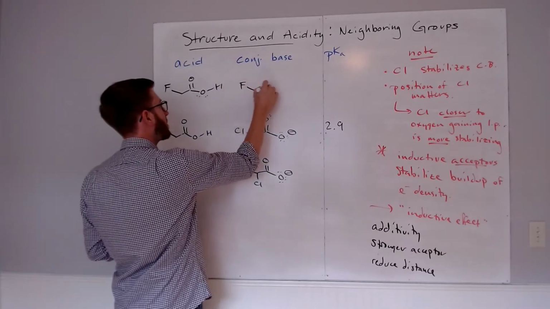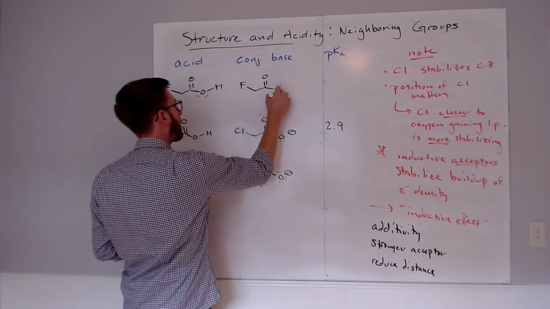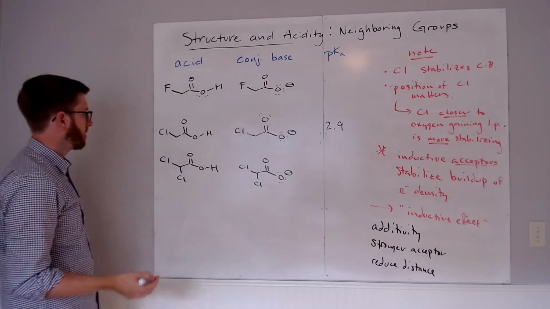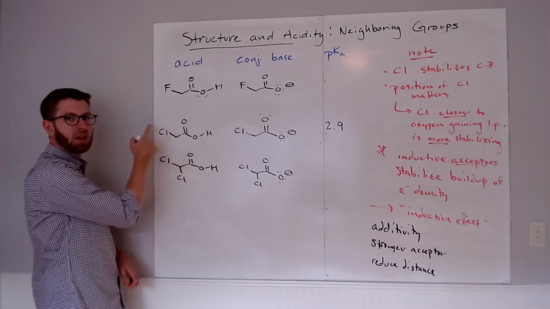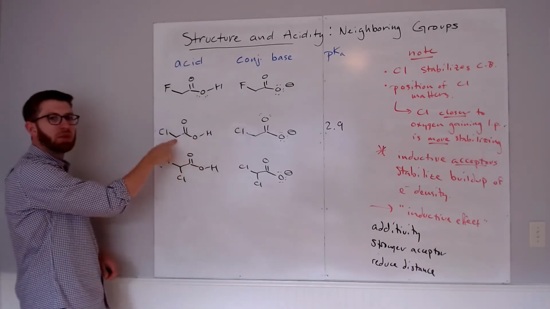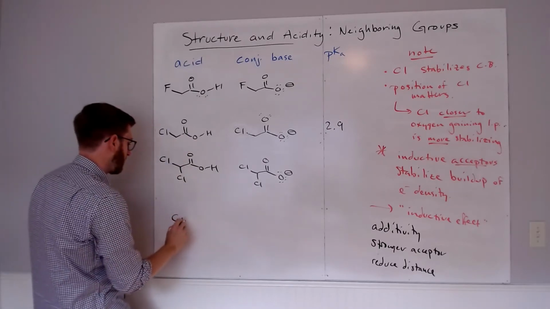My corresponding conjugate base would be that. Or I could think about reducing distance. So again, this is the compound I was starting with. So I could try to make the chlorine closer to the oxygen. One way to do that would be to remove the CH2 group. So I could also do something like this.